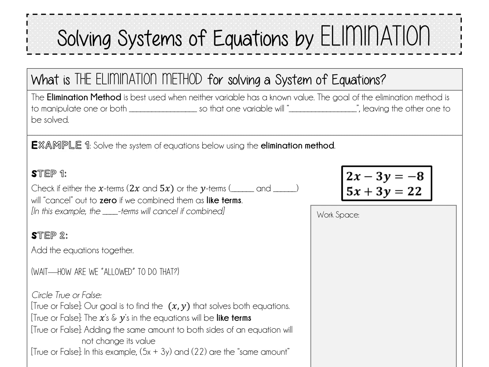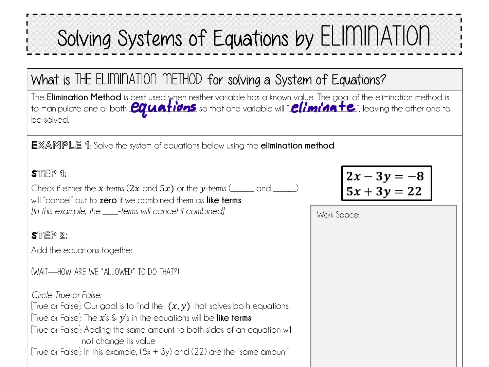Next, let's learn about the elimination method for solving a system of equations. The elimination method is best used when neither variable has a known value. The goal of the elimination method is to manipulate one or both equations so that one variable will eliminate, leaving the other one to be solved.